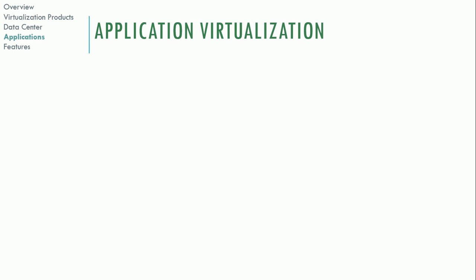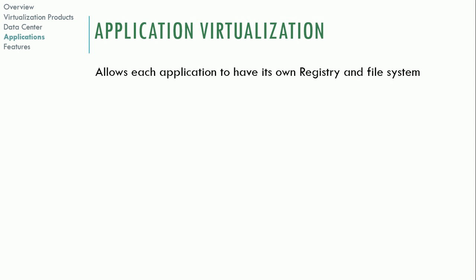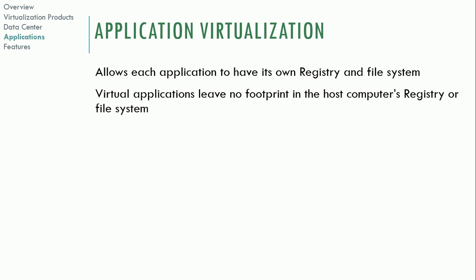Another option for virtualization is going to be application virtualization. So we're going to go even deeper now. We started out with virtualizing a whole computer. Then we talked about virtualizing just the desktop. But now, instead of having an entire desktop virtualized, we can virtualize just a single application with application virtualization. So essentially, each application has its own registry and file system. So you can virtualize to that level within the operating system. So they leave no footprint in the host computer's registry or file system.